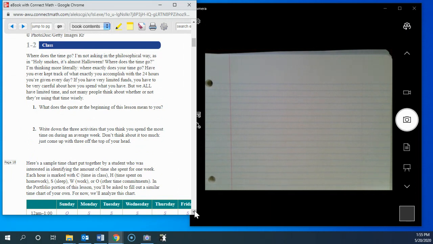Have you ever kept track of what exactly you accomplished with the 24 hours you're given every day? If you have very limited funds, you have to be very careful about how you spend what you have. But we all have limited time. And not many people think about whether or not they're using that time wisely. Number one, what does the quote at the beginning of this lesson mean to you? And some of you all tell me, what does this mean to you?